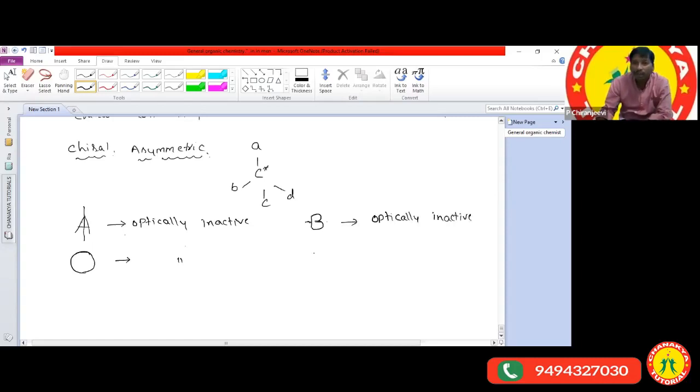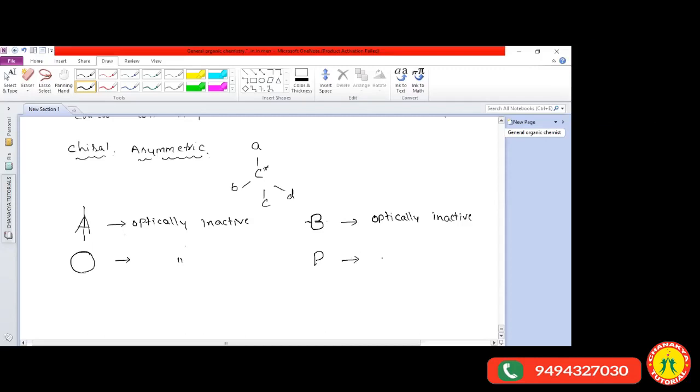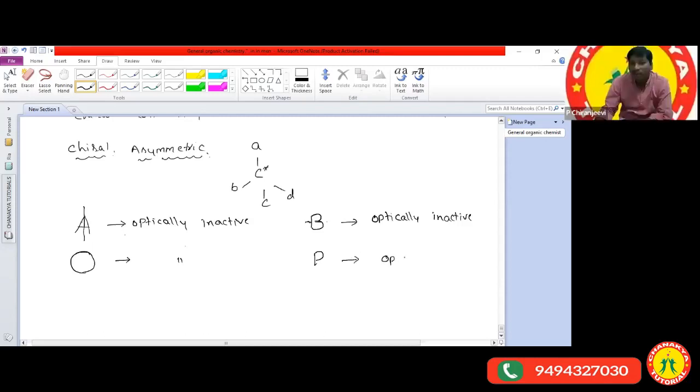Then P, capital P. Optically active. Very good. So like that, based on alphabets, sometimes they're asking questions. Especially in our college examinations, sometimes they ask questions based on this. So now you got the clarity on how to find out optically active and optically inactive.